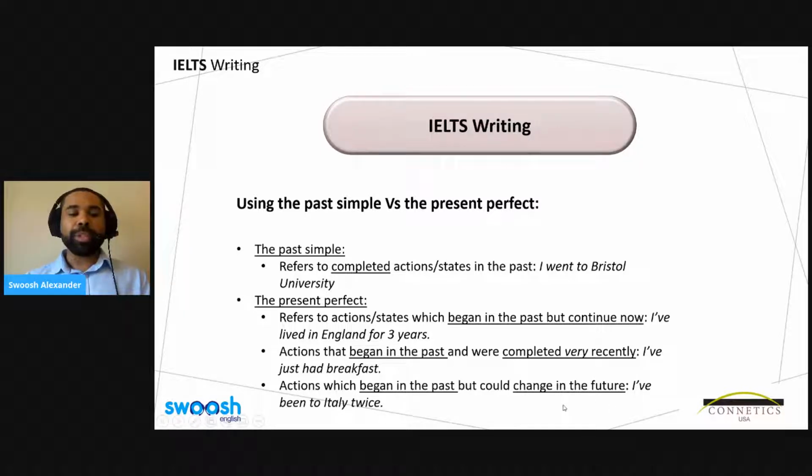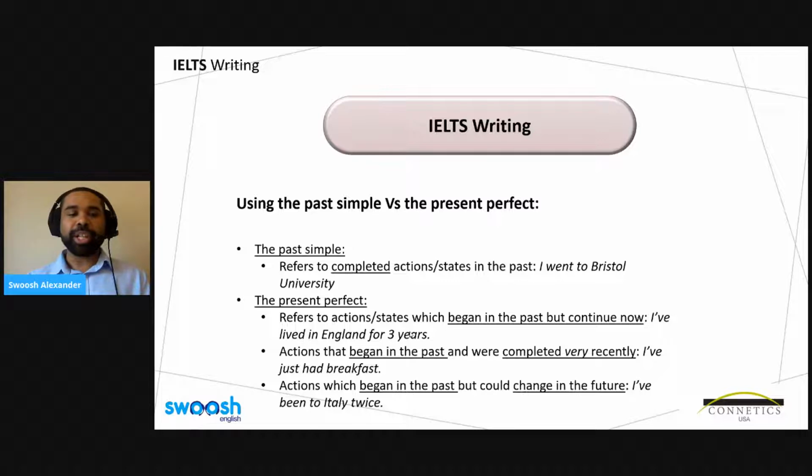A final common case where we use the present perfect would be for actions which began in the past, but which could change in the future. So an example of this would be, I've been to Italy twice. So that is true. I've been to Italy twice. However, I could go to Italy again, not now because of restrictions, but maybe in 2 months or 3 months or 4 months' time. And then that situation would change in the future. So unlike in the first case, I went to Bristol University, that began and ended in the past.